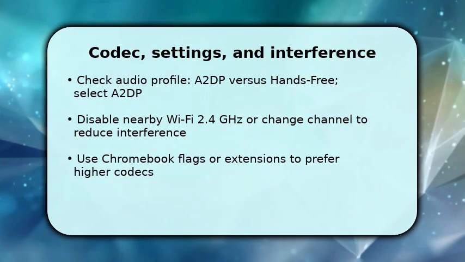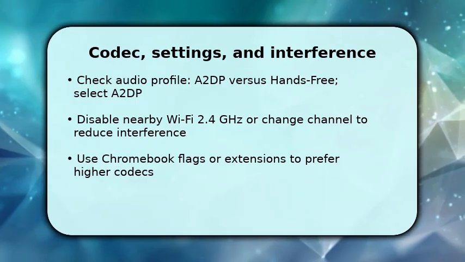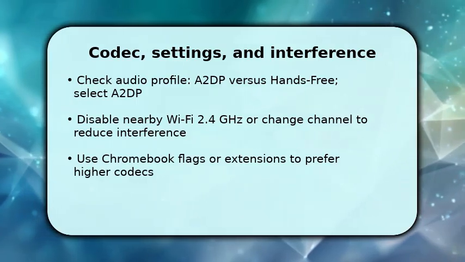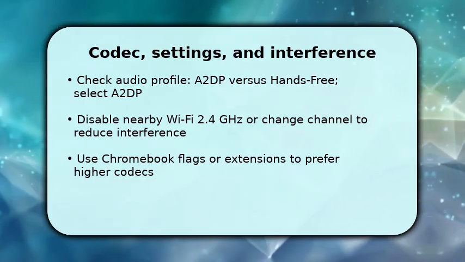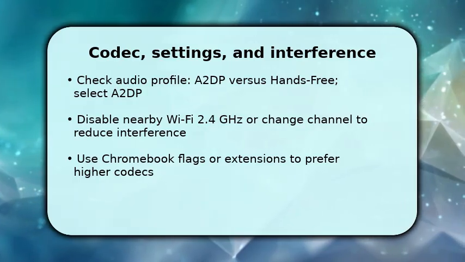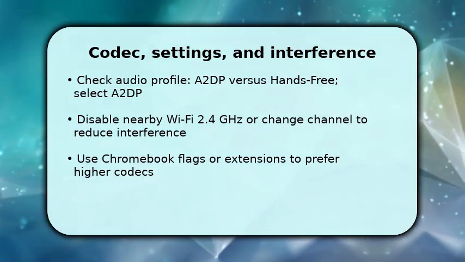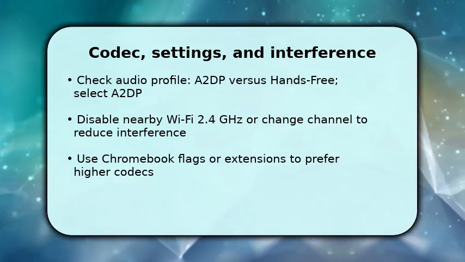You need to select the A2DP high-quality audio profile in the Chrome OS Bluetooth audio settings because hands-free profiles compress and degrade sound. Also, make sure nearby 2.4 GHz Wi-Fi or other Bluetooth devices aren't causing interference. Once you identify congestion, switch the router to 5 GHz or change channels to reduce packet loss.